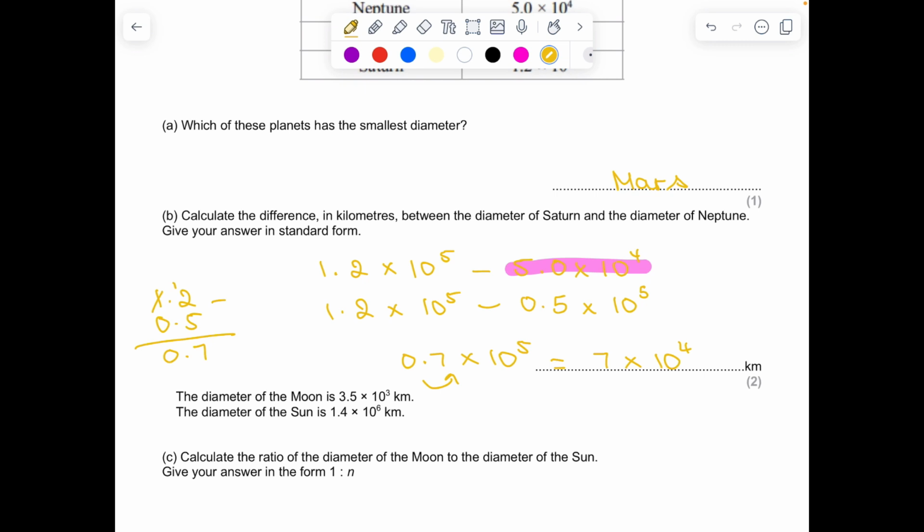If you decide to change it into normal numbers, 1.2 times 10 to the power of 5 is, so that's moved it once, and then you want 4 zeros after, so it's 120,000. And then 5 times 10 to the power of 4 is 50,000. And then you can subtract them and you get 70,000, and 70,000 written in standard form is 7 times 10 to the power of 4. So either way is absolutely fine.